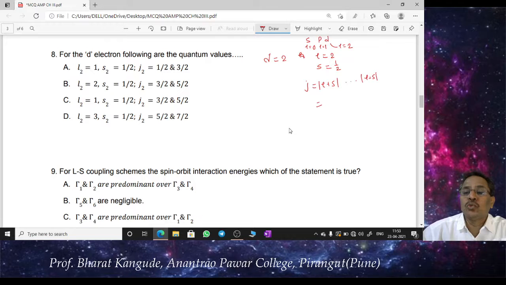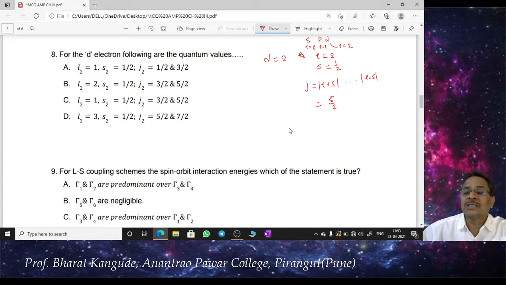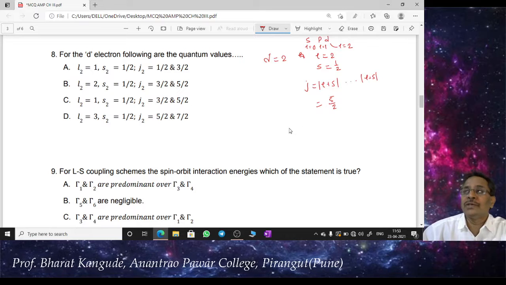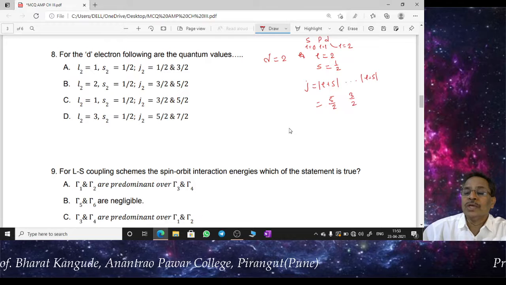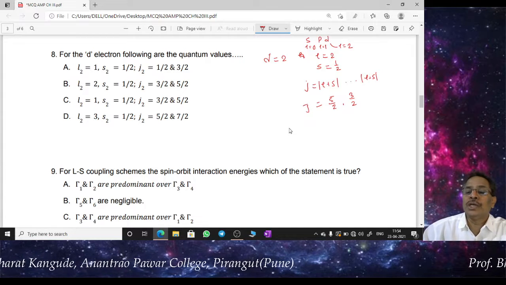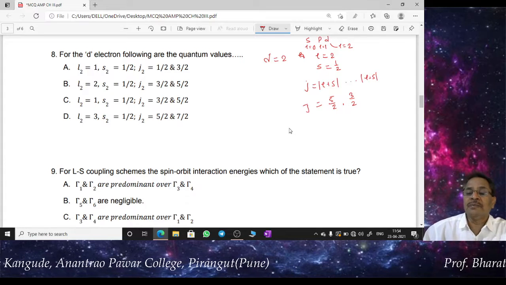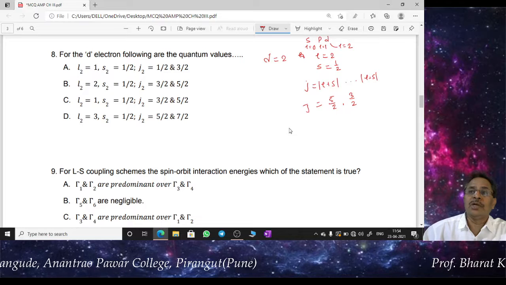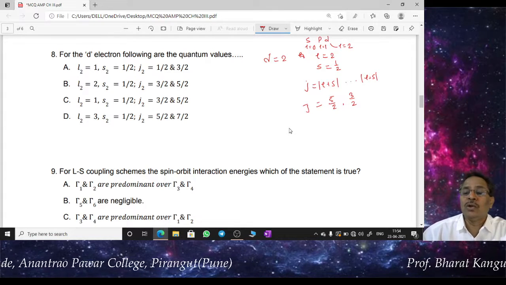The addition of 2 plus 1 half is 5 by 2, that is 2.5, and the subtraction of 2 minus 1 half is 1.5, which can be written as 3 by 2. So 3 by 2 and 5 by 2 are the two possible values of J. In between, a fractional quantum value is never allowed or needed. So two J values are possible.